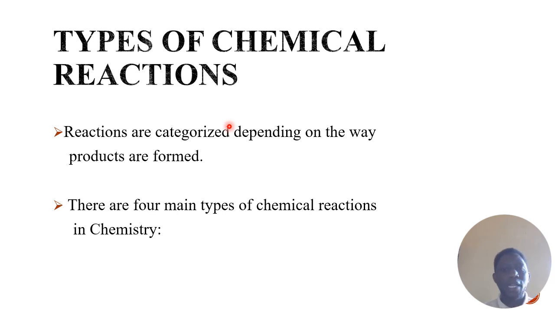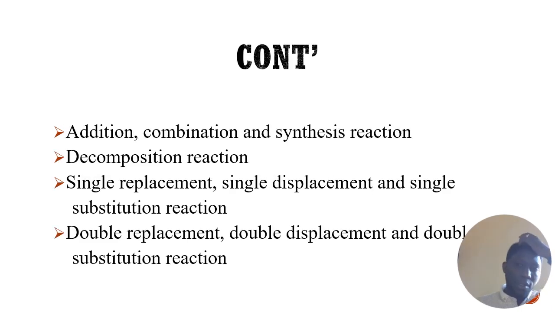And then types of chemical reactions. Reactions are categorized depending on the way products are formed. There are four main types of chemical reactions in chemistry. Here, there are four categories of chemical reaction.